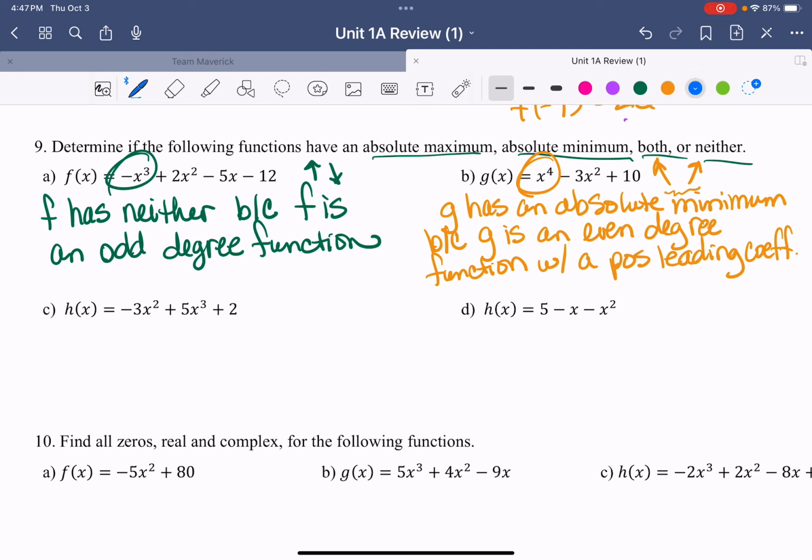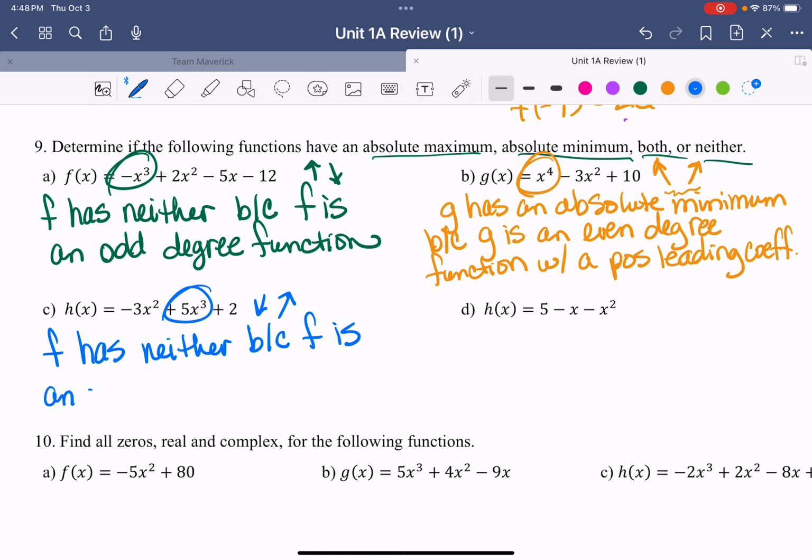All right, here, this is my leading term. Leading coefficient is positive, and then the degree is odd, so it's opposite. So when you have an odd, so really the positive and negative doesn't even really matter here because you have an odd degree function, you're not going to have either one. So F has neither because f is an odd degree function.